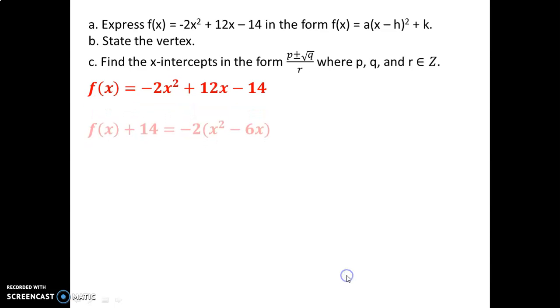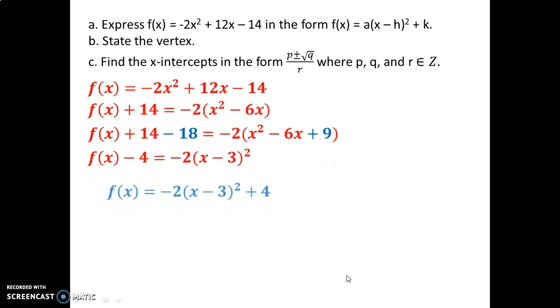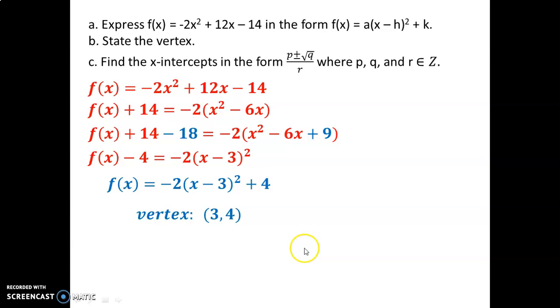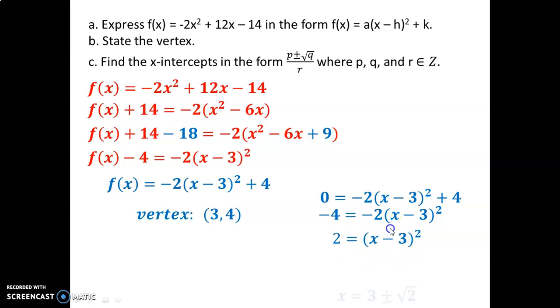And now check your work on this one. There's completing the square. Check carefully that you've done it right. There's the vertex. And then find the x-intercepts by solving that. Set it equal to 0. Keep solving, and you get that.